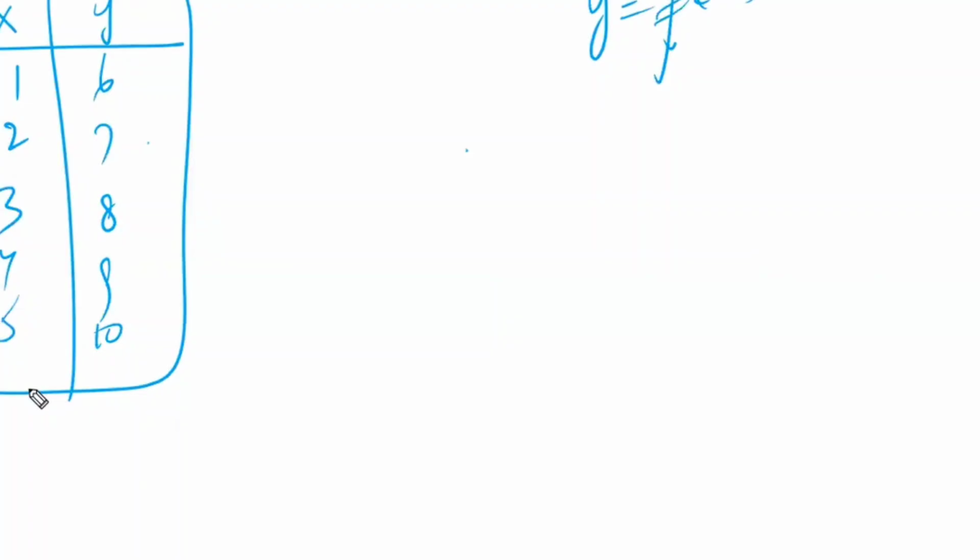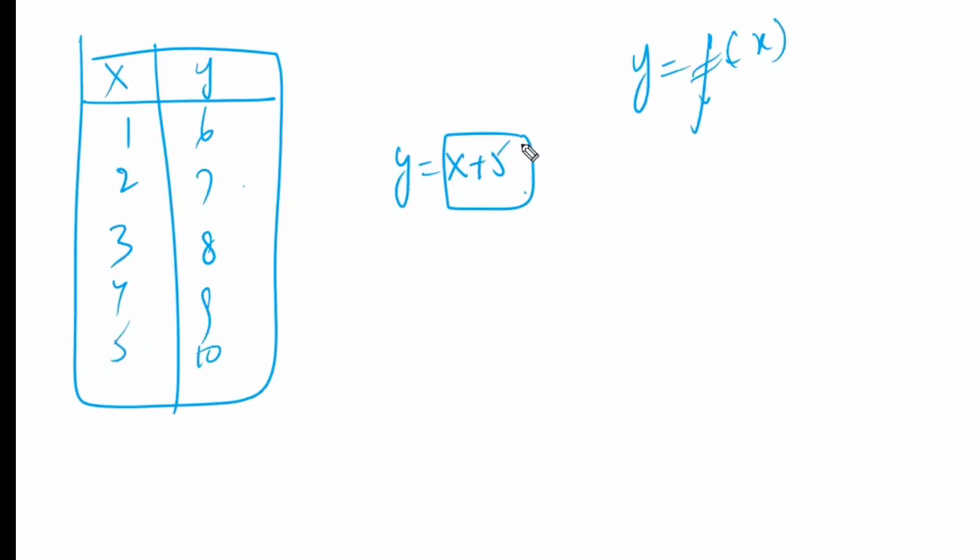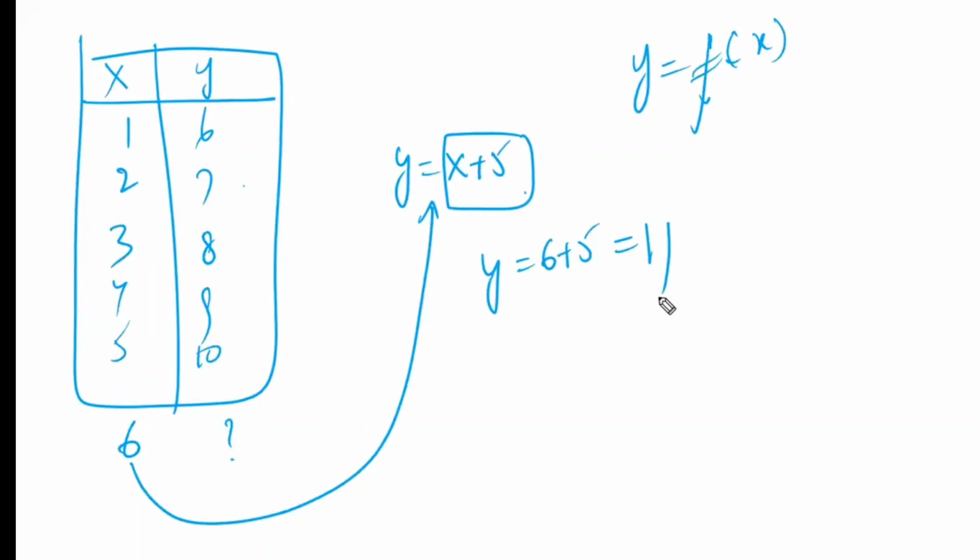What is the relation between y and x? The relation is y is equal to x plus 5. This is called a model. This model is called a linear regression model. Model is nothing but the relation between x and y. Once we identify the relation between x and y, for future data, for x equal to 6, what is the expected value? You just substitute the value 6 in the model and predict y is equal to 6 plus 5, which is 11.